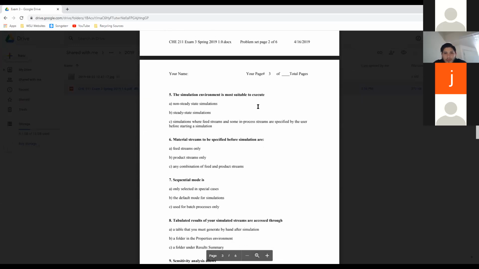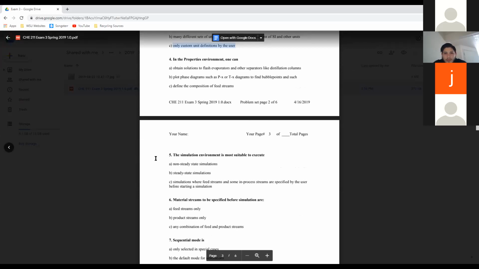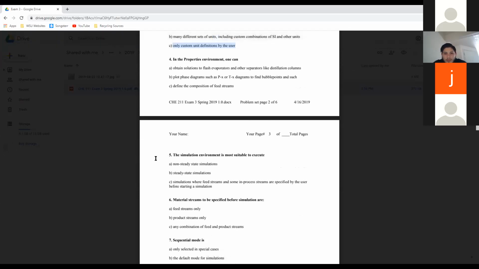So go on to 5. We've done our properties environment. Now we're doing simulation environment. It's most suitable to execute non-steady state simulations. Well, we've seen that we actually have to use a separate piece of software to do this, Aspen Dynamics. So that's not going to work. Steady state simulations. Okay, that one we know that we have done and does it well. So we'll keep that on the table for a second.